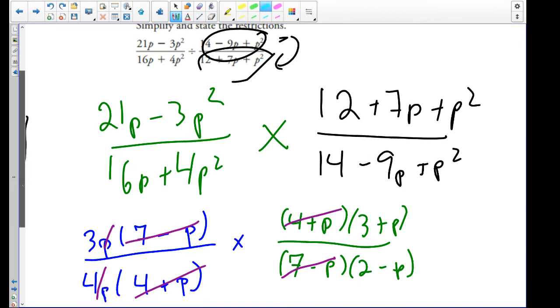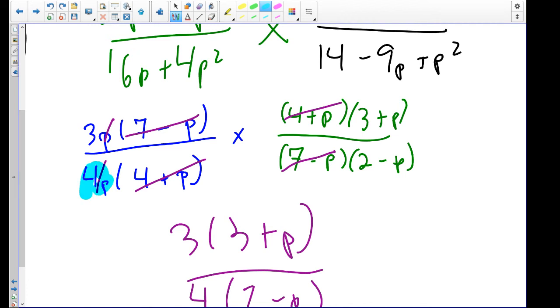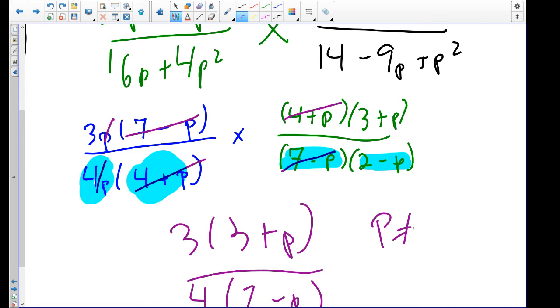So I'm going to go to my first factored form. Here are all where my restrictions are going to be. Each one of those things in brackets, what would I need to do to make those go to 0? So what about 4p? What would p have to be in order to make 4 times p equal 0? What would p have to equal? 4 times what equals 0? 0. That's right.